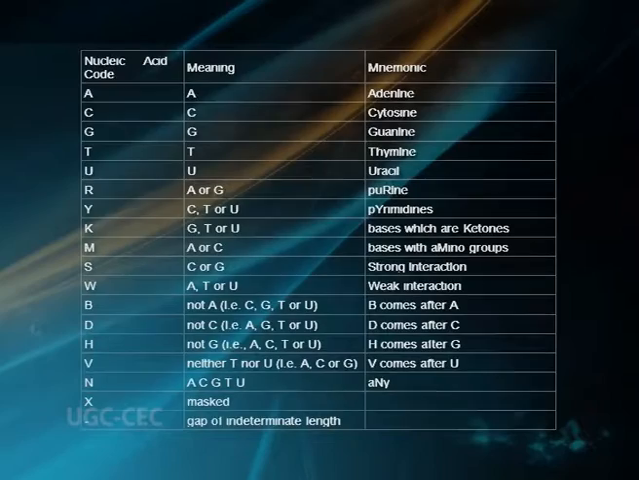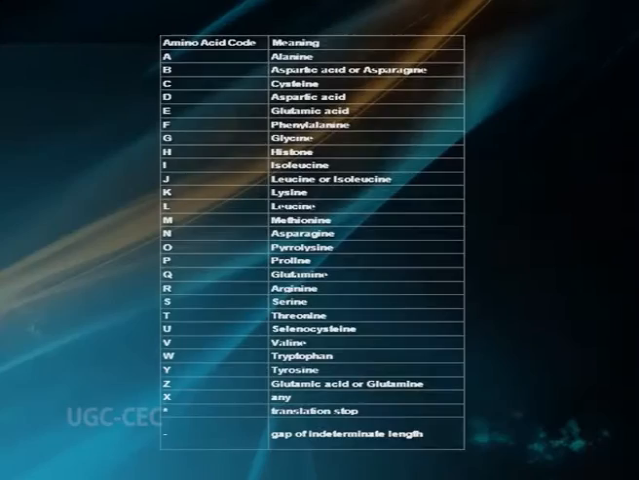The nucleic acid codes supported are shown here. The code supported for 24 amino acids and 3 special codes are shown here.